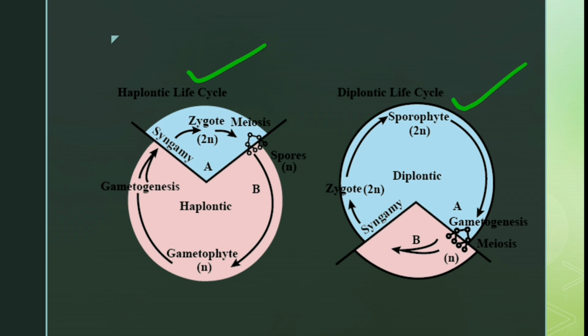Next, this is the diagrammatic presentation of the haplontic cycle and this is the diplontic cycle. In the haplontic cycle, only the zygote is the diploid phase. And in the diplontic life cycle, most of the stages of the life cycle are diploid in nature. Only gametes are haploid in nature.